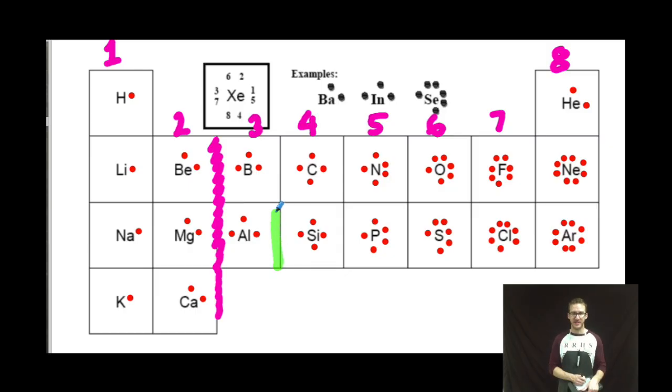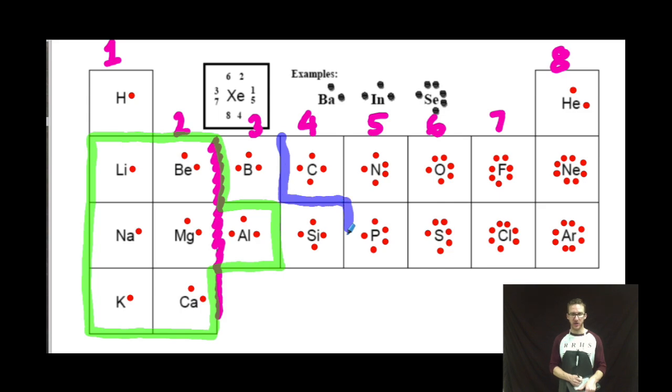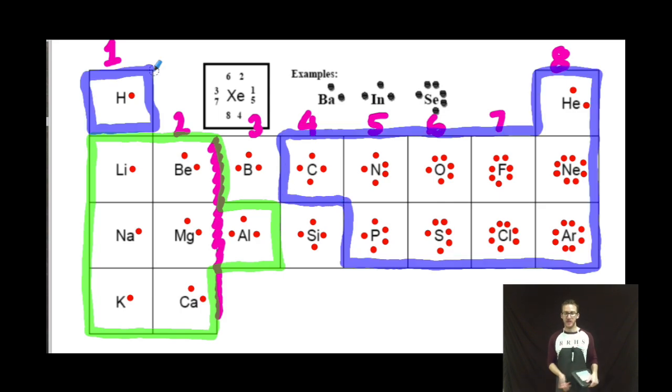You should recognize that metals, which I'll highlight here in green, typically lose electrons. And your nonmetals, which I'll highlight in blue, typically gain electrons. And they will lose or gain however many electrons it takes to complete their valence level. So let's start with the metals.